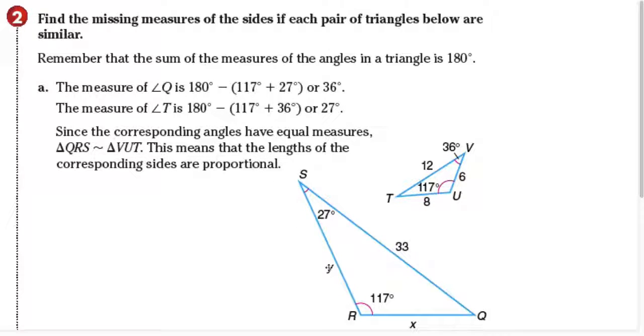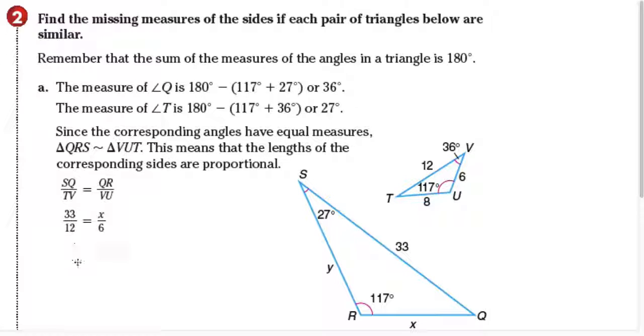Okay, so let's find out. Let's do a ratio of our corresponding sides. Side SQ corresponds to side TV, which is equal to side QR, right here, corresponds to side VU. So knowing that, we simply substitute the values for SQ and TV and VU. We don't know what X is because we don't know what QR is. So we do cross products.